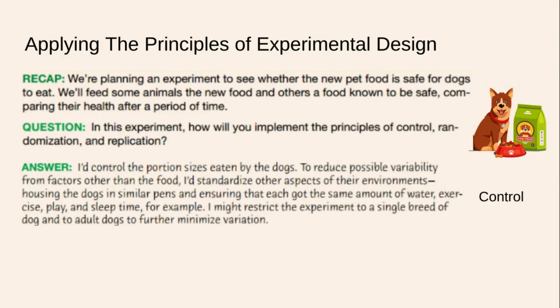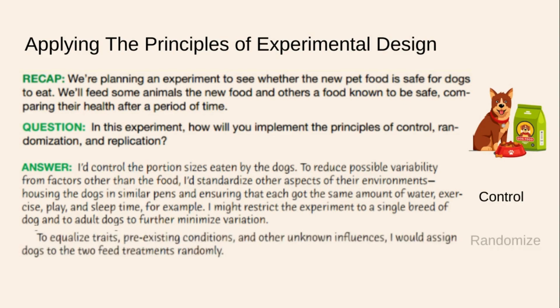So to reduce possible variability from factors other than food, I would standardize other aspects of their environments, okay? Housing of the dogs in similar pens, ensuring each got the same amount of water, exercise, play, sleep time, for example. You want to make sure that the lives of these dogs are as the same as possible in every category other than the food they are eating. And I might restrict the experiment even to a single breed of dog and to adult dogs rather than puppies to further minimize the variation. So there are a lot of ways that we can control. We can minimize the amount of noise that we don't want muddying our results.